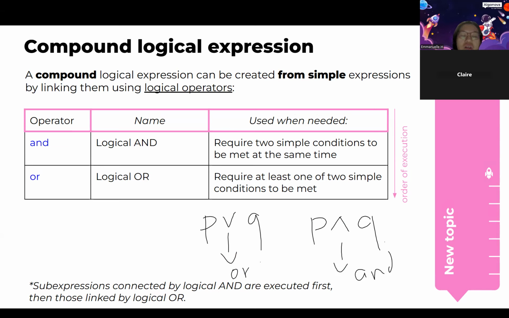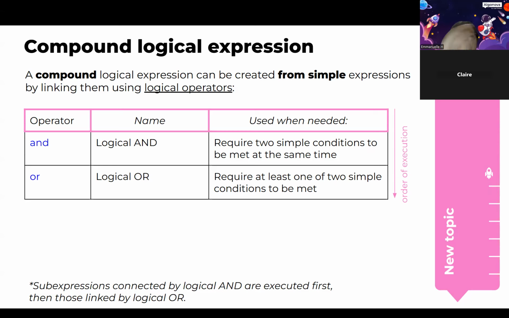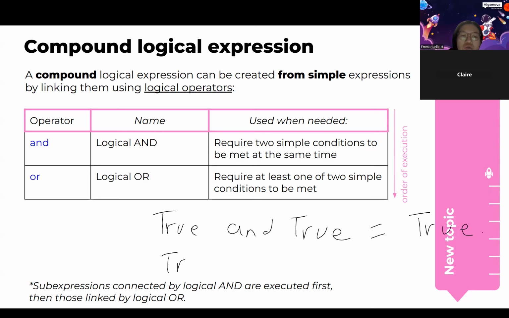So what are AND and OR? Usually AND requires two simple conditions to be met, and for OR, at least one simple condition to be met. What is the example? Usually it's like true and true, it will be true. For AND, true and false will be false. Sorry, true or false requires at least one condition to be met. This one's true.